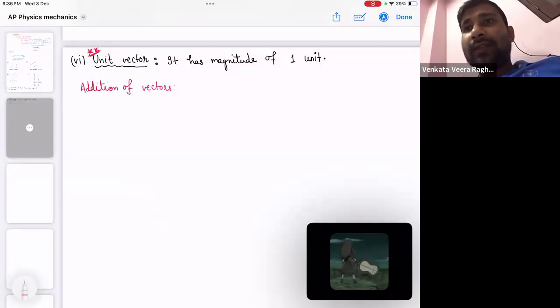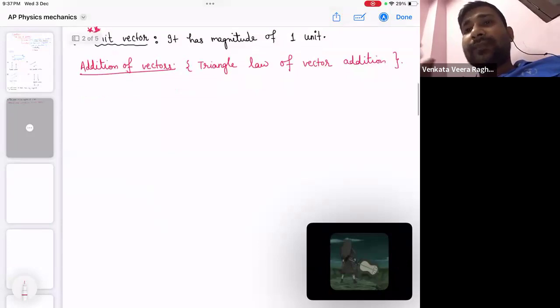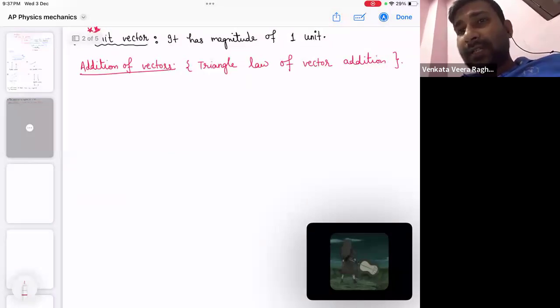Okay. So addition of vector, we have what? It's called triangle law of vector addition. Okay. So what is triangle law of vector addition? See, as per triangle law of vector addition, what we have?